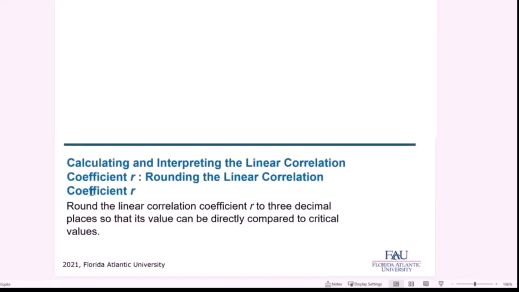Calculating, interpreting, and rounding the linear correlation coefficient. We're going to round the linear correlation coefficient R to 3 decimal places so that its value can be directly compared to the critical values. My stat lab will tell you how many decimals to round to. Whatever they say overrides anything I say.